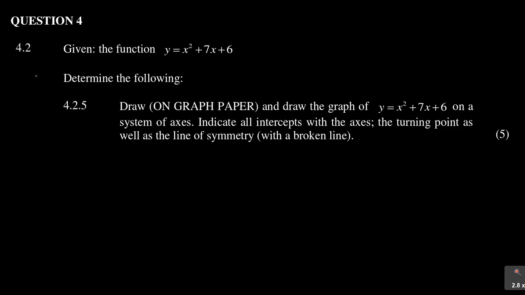And as you can see in the next statement, it says determine the following: draw on a graph paper the graph of y is equal to that on a system of axes. Indicate all intercepts with the axis. We have the intercepts, the turning point, as well as the line of symmetry with a broken line. So all those questions that they were asking us, we have now to indicate all of those in a single graph. So now if I can look at the graph paper, I have my graph paper given.